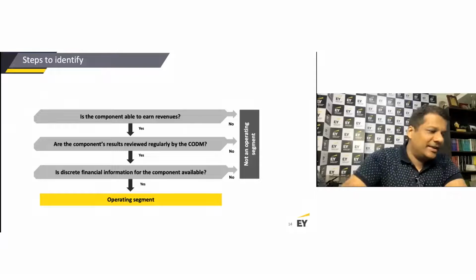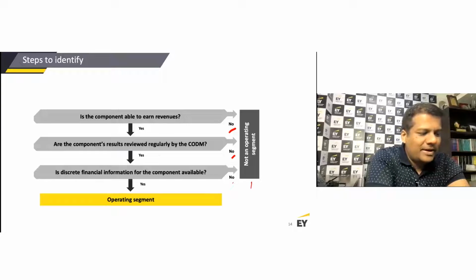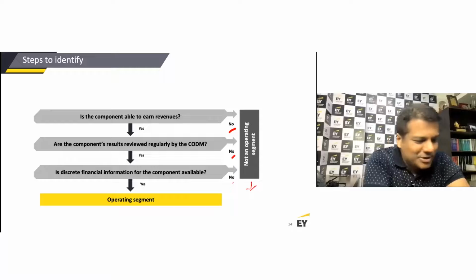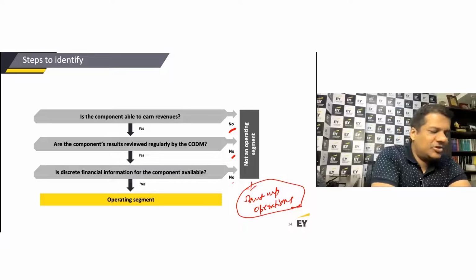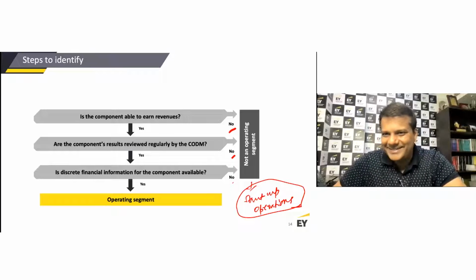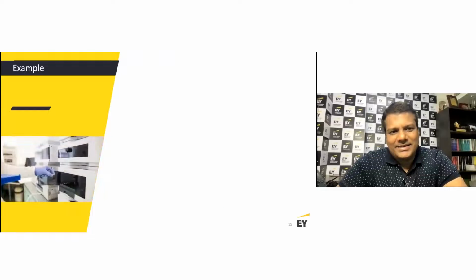If the answer to any of that is no, then it is not an operating segment, but of course we discussed exceptions like startup operations. Otherwise this decision tree generally works, right? This decision tree generally works. So let's take an example.